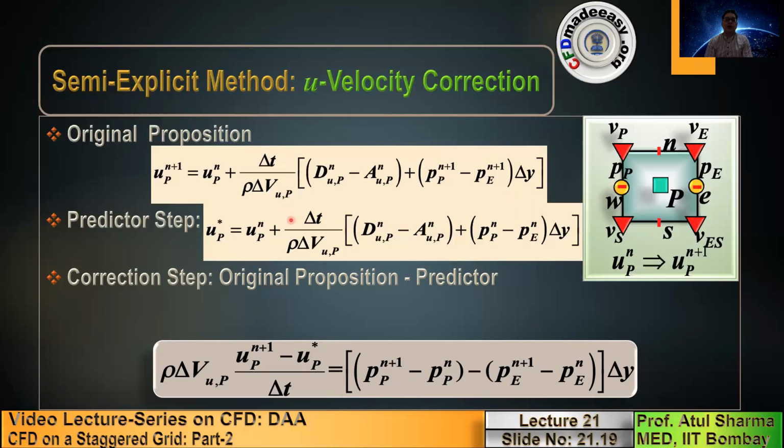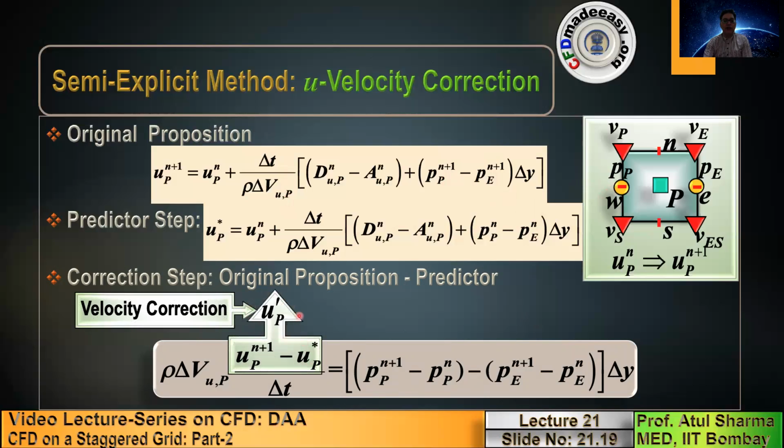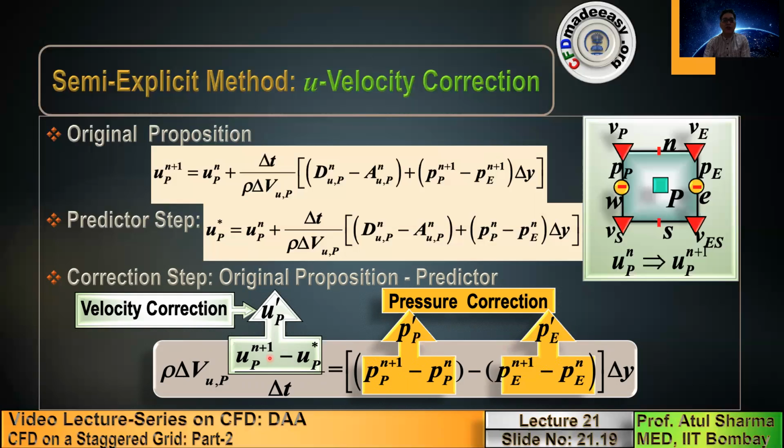So when you subtract these two, know that the advection and diffusion terms completely disappear, and you end up with an equation like this, where u n plus 1 minus u star is called u prime. This is the definition of the velocity correction. And the difference in pressure is the pressure correction. This is the pressure correction of node P, and this is the pressure correction of node E. So from this, note that you are getting an equation for velocity correction as a function of pressure correction. Here, if I want to write an expression for Up prime, then I take this delta T to the right hand side, and I have an equation like delta T divided by rho into volume.